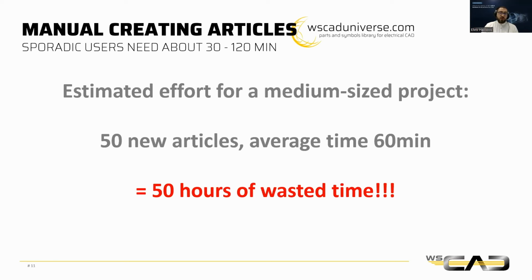Let's take, for example, a medium-sized project that requires about 50 new articles. And let's say that each article takes on average 60 minutes. With this formula, we waste about 50 hours of our time just on creating the articles that we could have used on engineering.